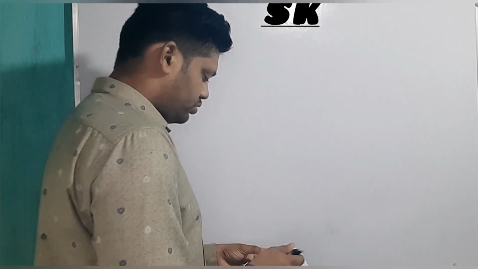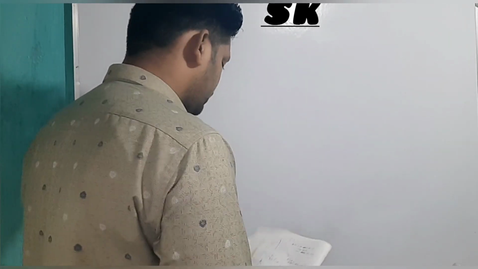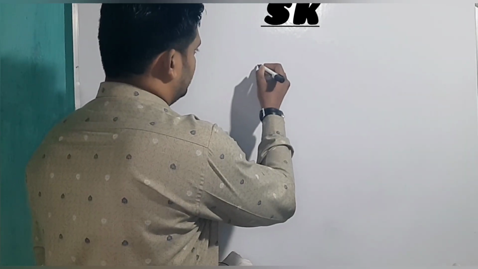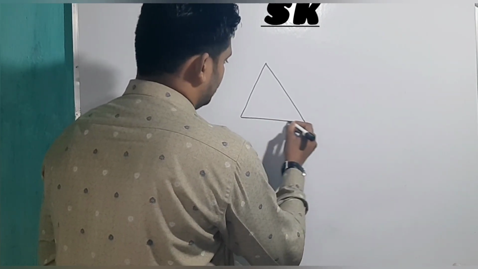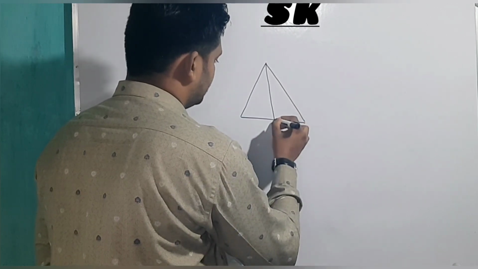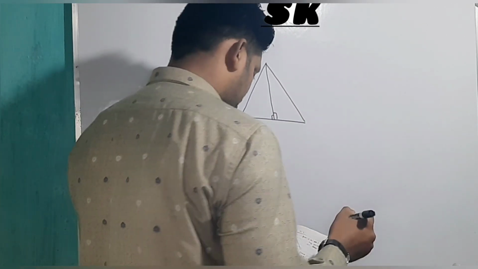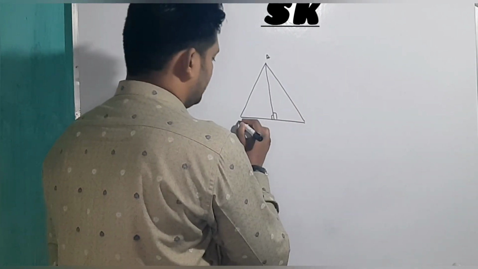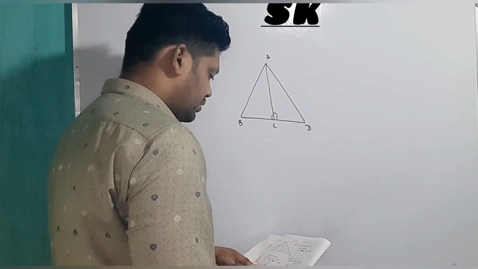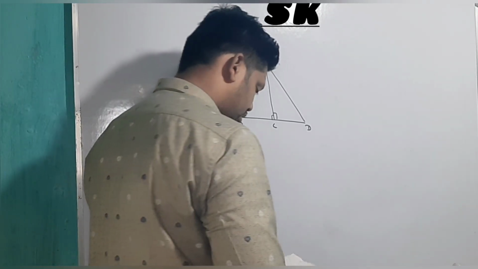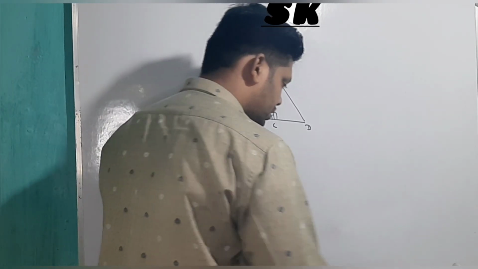So let us draw the diagram and solve the sum. The diagram is a simple triangle, which has been divided into 2 parts like this. So A, B, C and D. And something is already given, something they gave you. So what is that something?